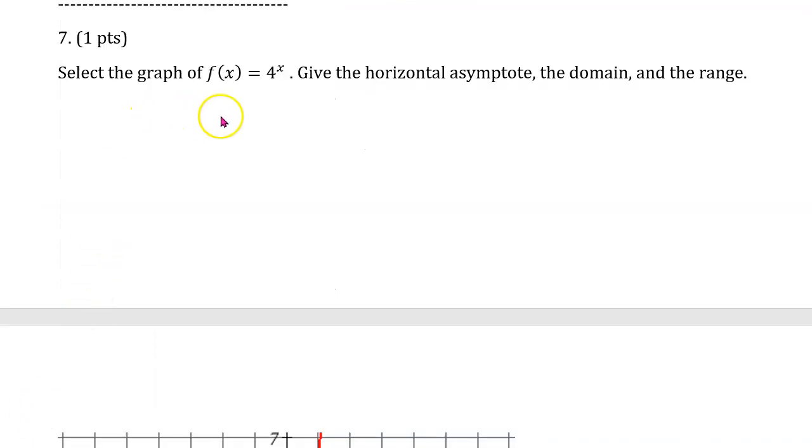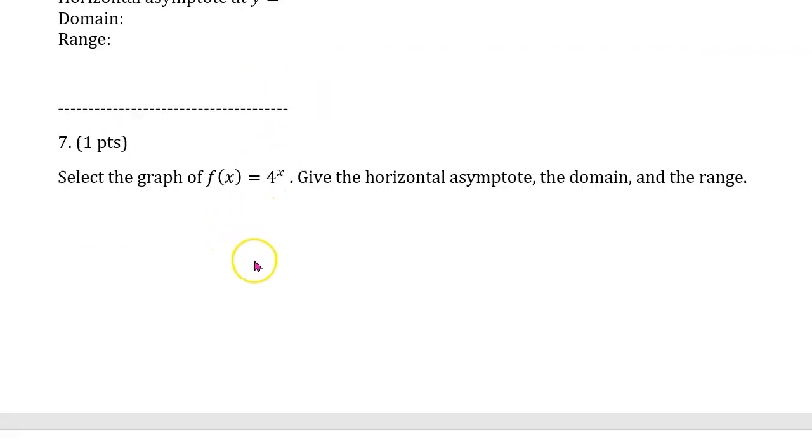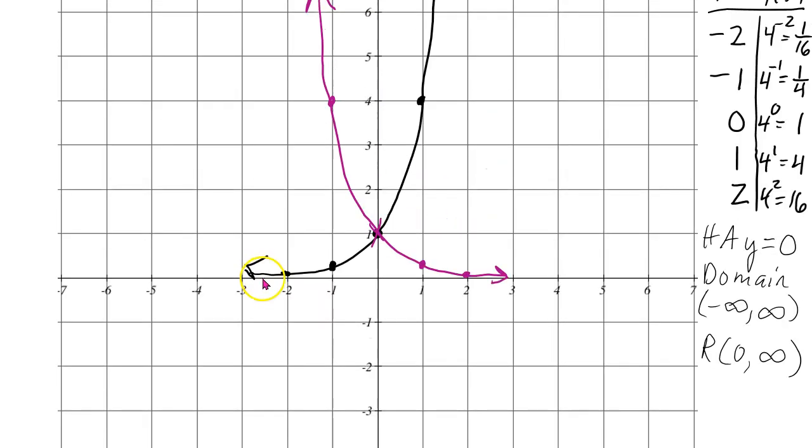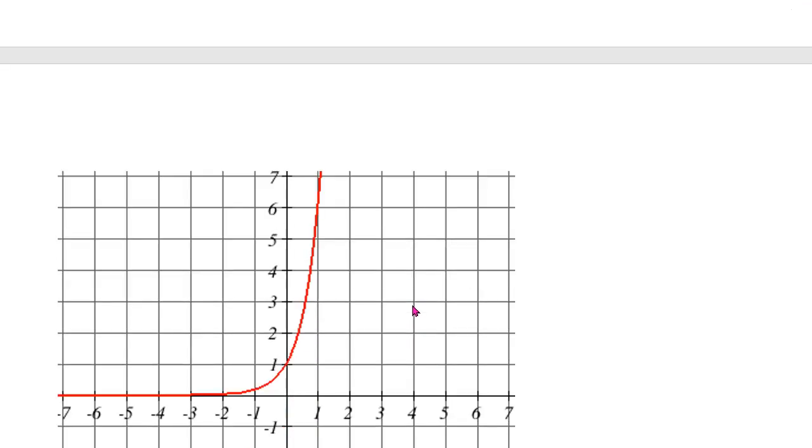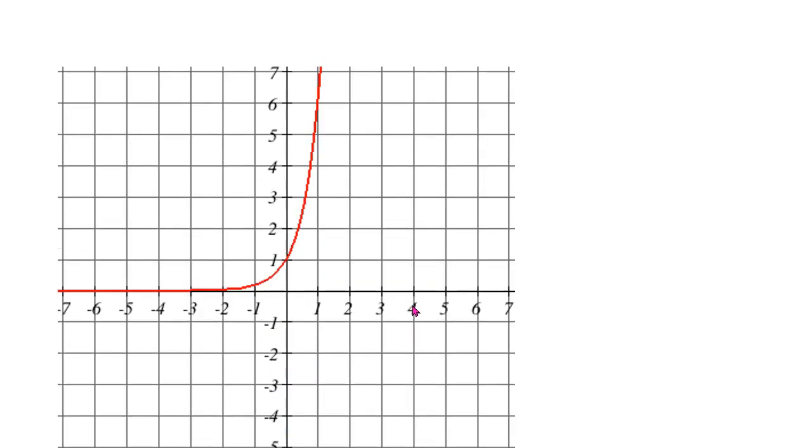In the next problem, we're simply asked to select the graph of 4 to the x, and since we just did it, this should be no problem for us. 4 to the x is the black graph that we saw here. Note that it goes through 0, 1, and it also goes through the point 1, 4. That's what we're looking for, a growth equation going through those points. This does have the right y-intercept, but it doesn't go through 1, 4. So that's not it. What would the next one look like?